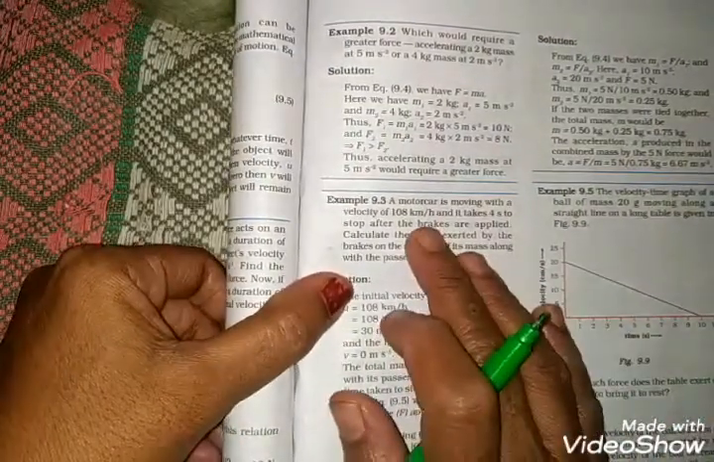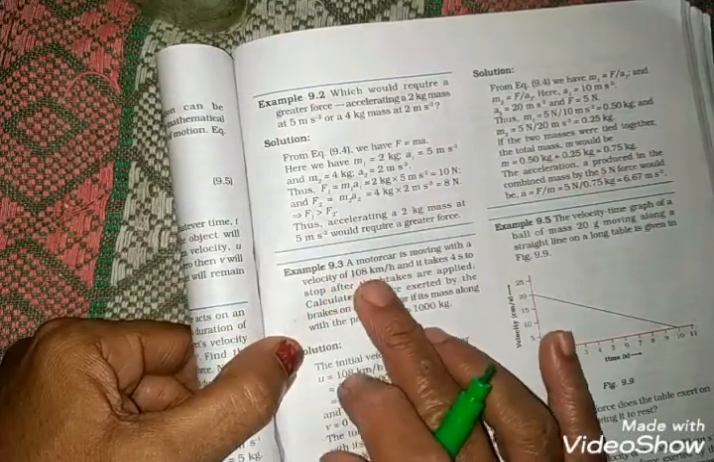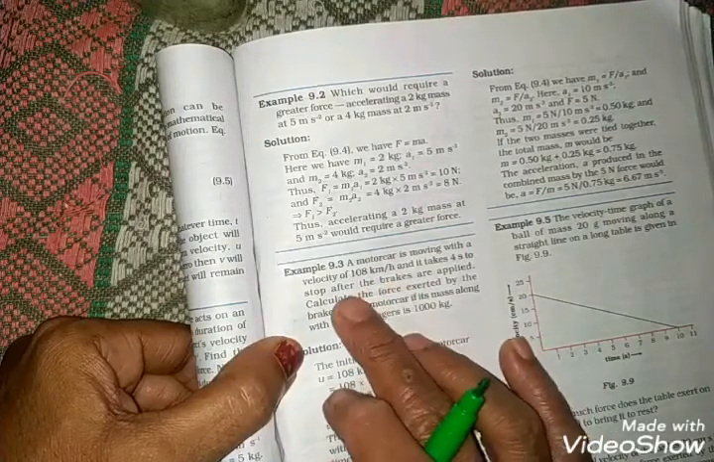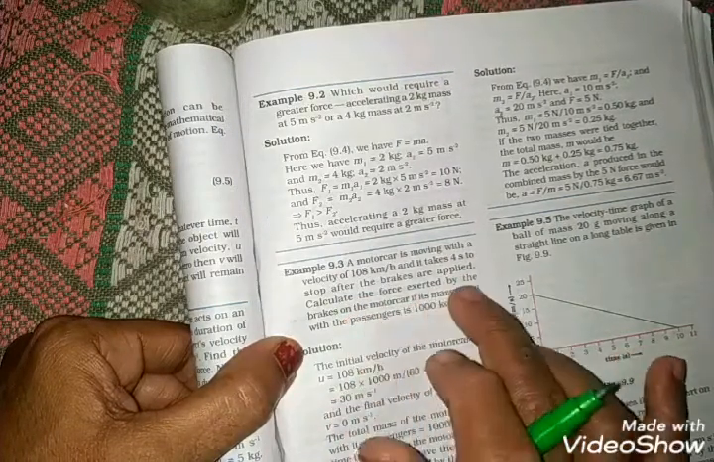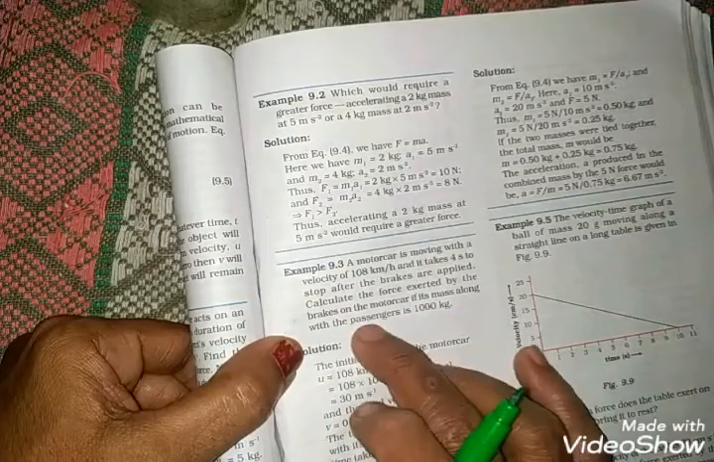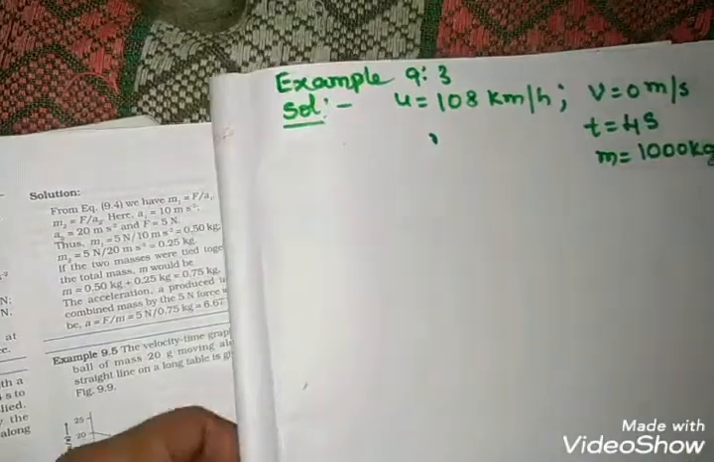Example 9.3. A motor car is moving with a velocity of 108 km per hour and it takes 4 seconds to stop after the brakes are applied. Calculate the force exerted by the brakes on the motor car if its mass along with the passengers is 1000 kg. We have to find out the force exerted by the brakes. A motor car is moving with a velocity of 108 km per hour. Let us try to solve this now.